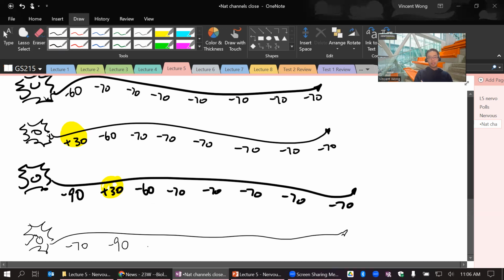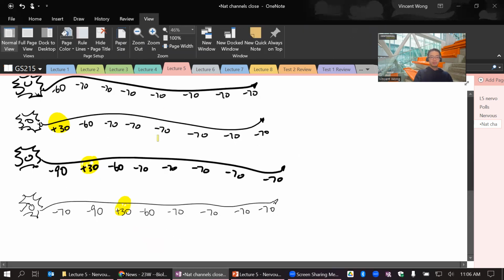And then the next part will experience the action potential, right? Causing the next part to go into the threshold, and then everything else remains the same. Okay, so now, ding. Do you understand?